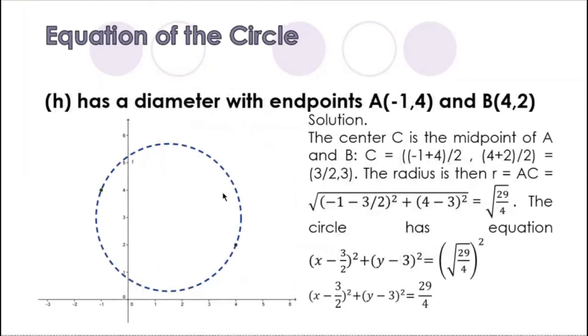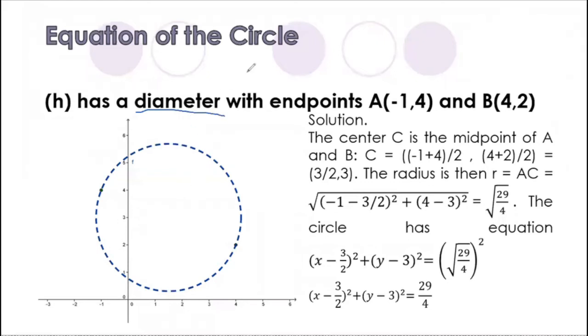Next, dito naman sa letter H, ibang condition naman ang given. Sabi dito, has a diameter with endpoints, point A, negative 1, 4, and point B, 4, 2. Diameter ang given dito.